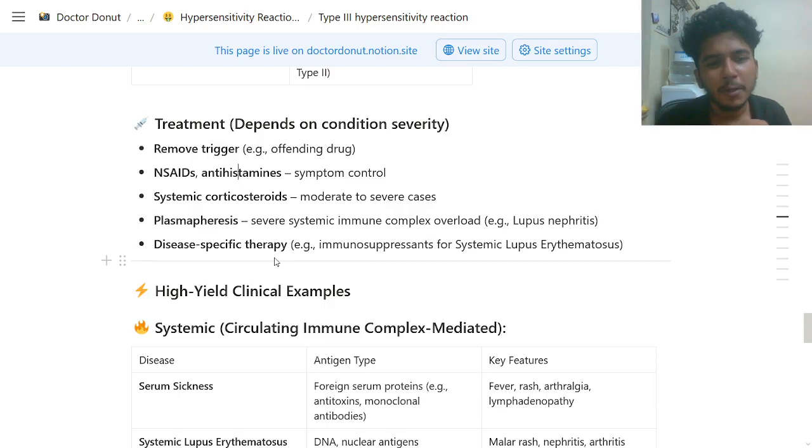efficacious videos. So then you can give systemic corticosteroids for moderate to severe cases, and there is something called plasmapheresis, wherein you filter the plasma, where there is severe immune complex overload.